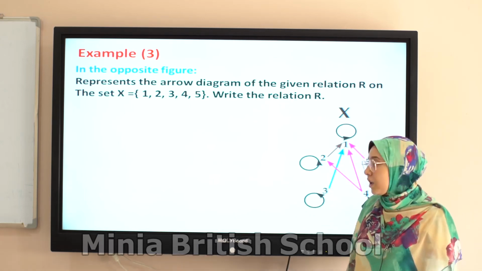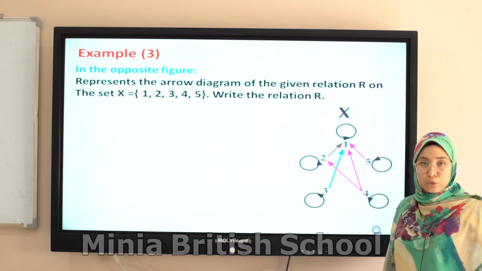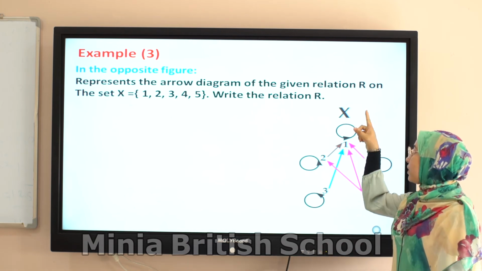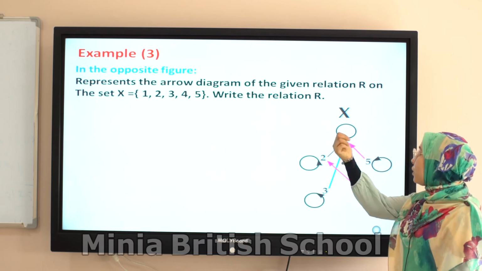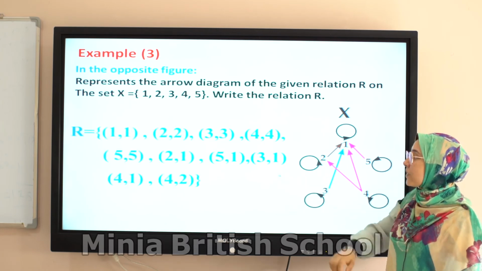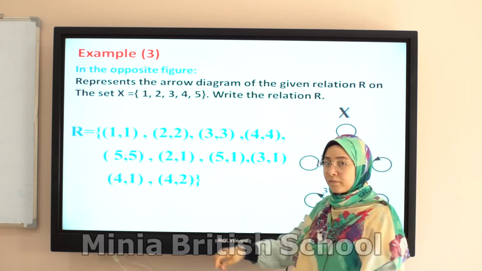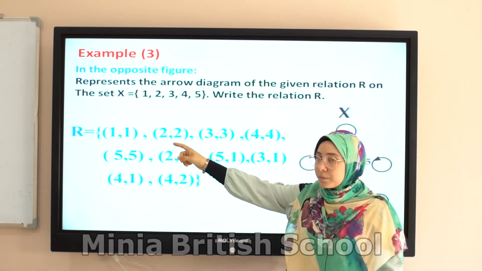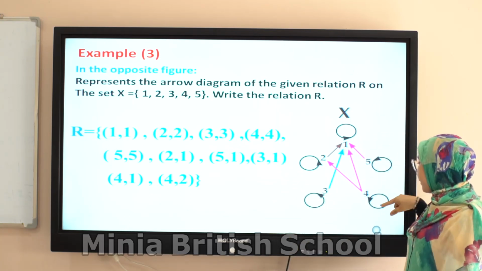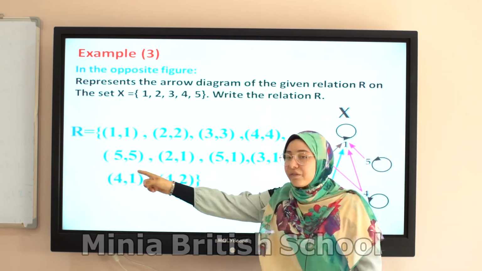We know something. Here I have a loop, and another loop, and more loops. Okay, a loop means the arrow goes and returns to the same point. So the ordered pair of this loop is 1 and 1. And the relation is the set of ordered pairs. The first one, 1 and 1. The second, 2 and 2. Third, 3 and 3. Loop, 4 and 4. 5 is a loop, so write 5 and 5, okay?